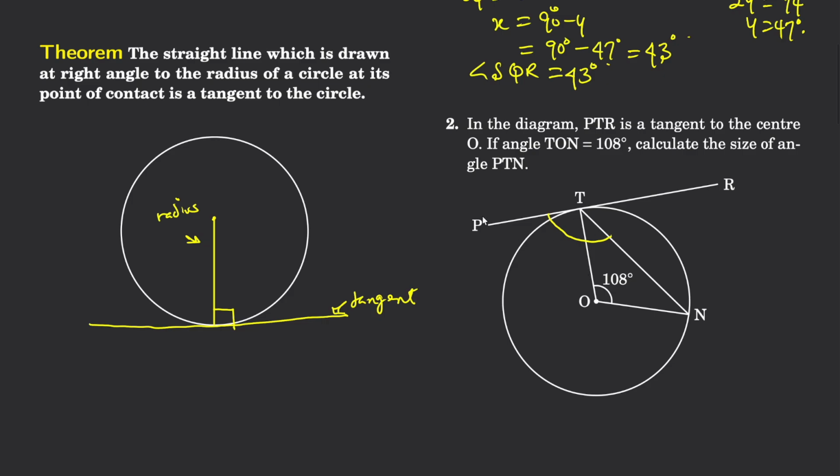That angle PTO, the angle right here, is 90. Okay, so let's just put that down. Angle PTO is equal to 90. The reason is because of the perpendicularity you have between the radius and the tangent.